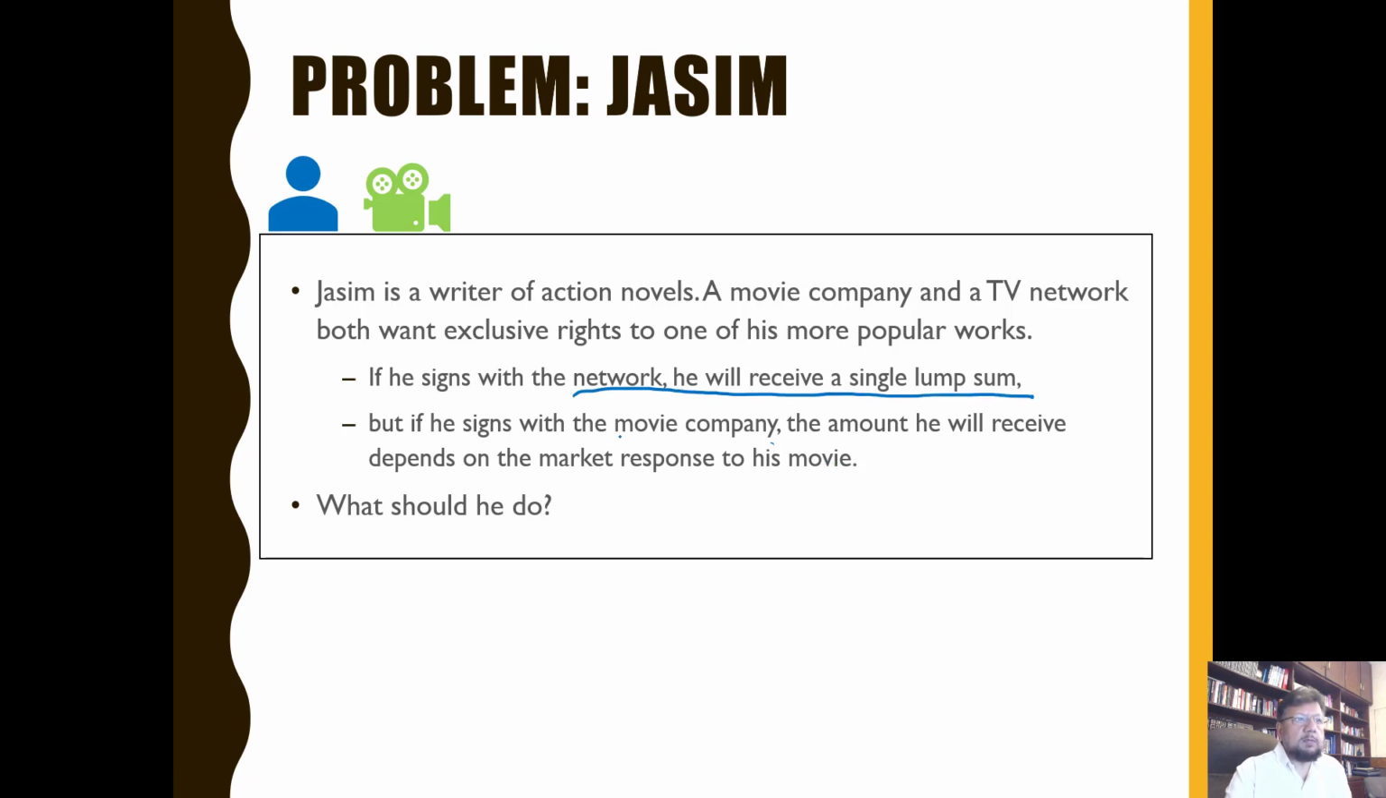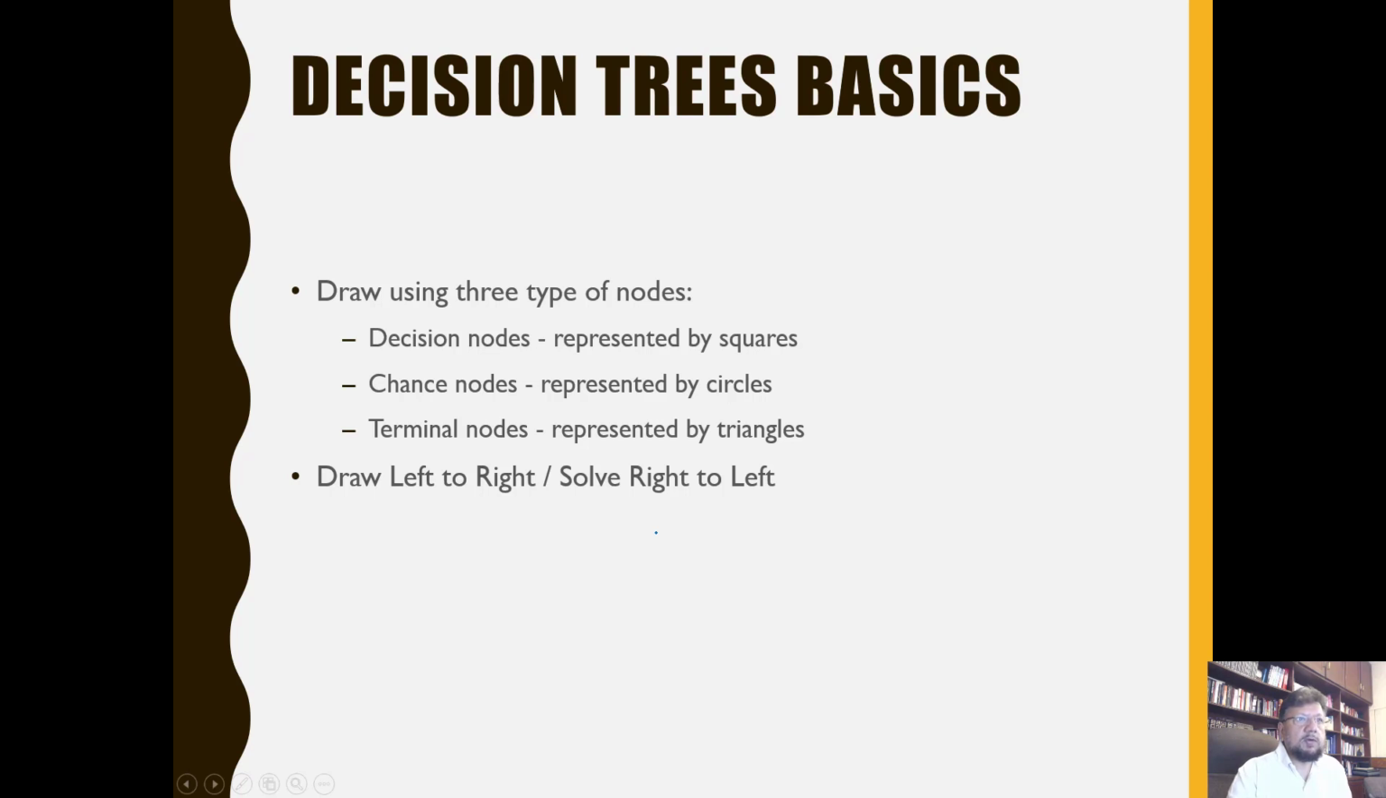And there's also a movie company. The movie company wants to make an offer, but their offer is going to be dependent on market response. Okay, so there is chance involved in that offer. How do we go about doing this? We're going to use a decision tree.